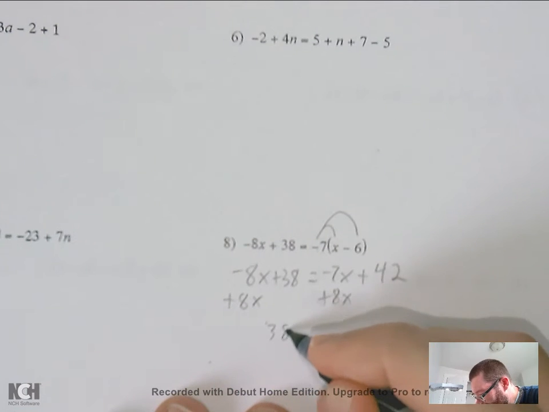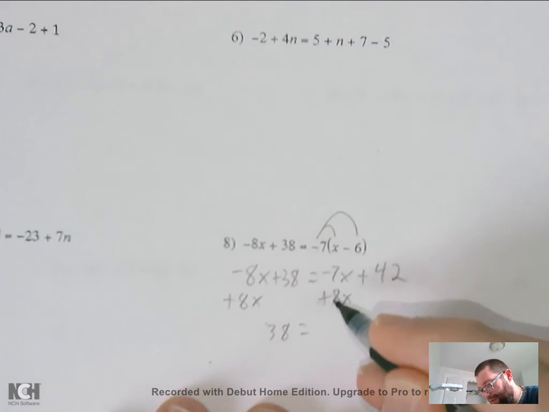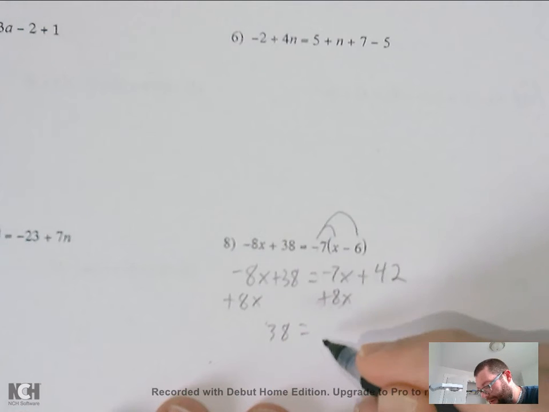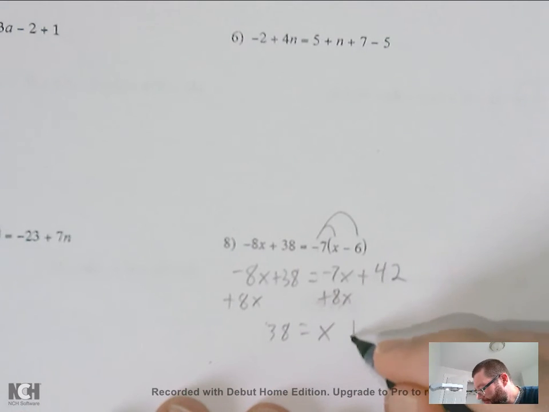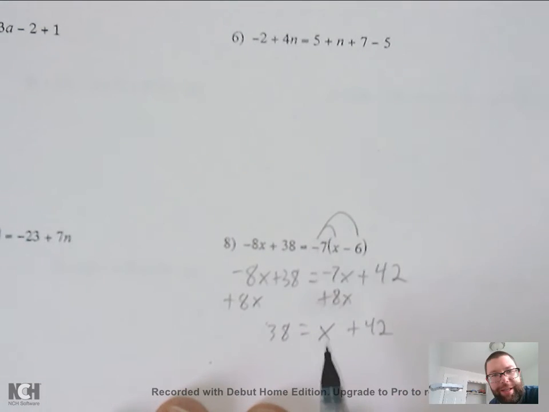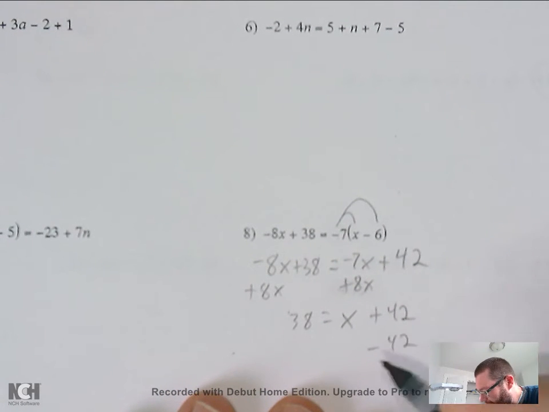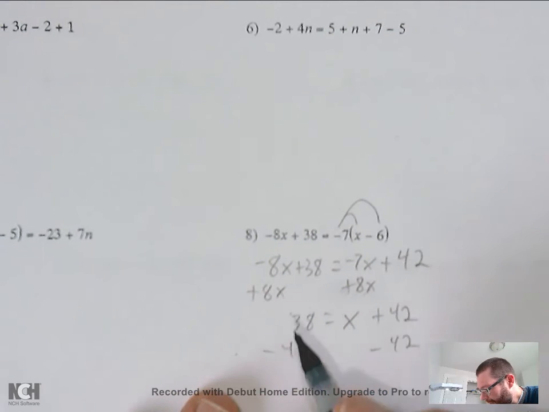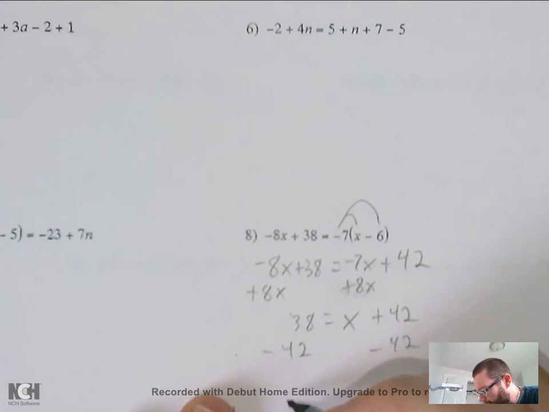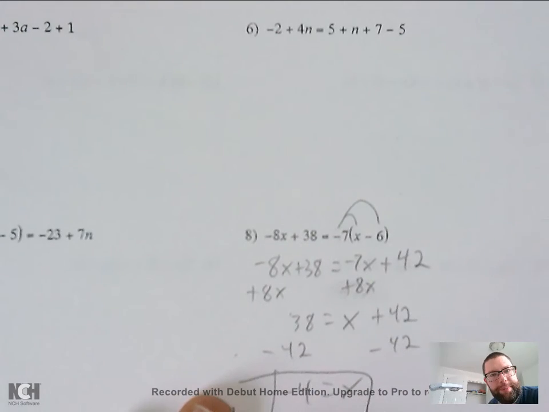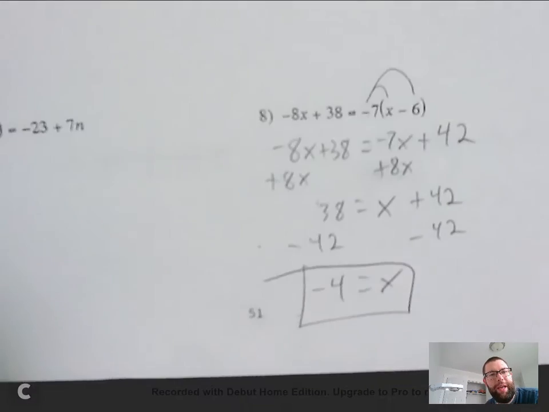Gives me 38 is equal to negative 7 plus 8 is just 1, right? So just x plus 42. See, if I had done the other way, I would have been left with negative x, and I would have to divide by a negative at some point to get rid of it. So now it's just a one-step equation. So I'm going to minus 42 to each side, minus 42, and that gives me negative 4. So negative 4 is equal to x. And that's my answer.